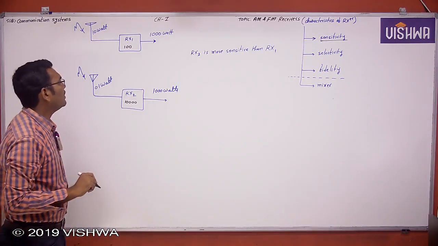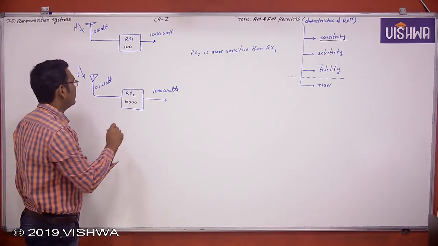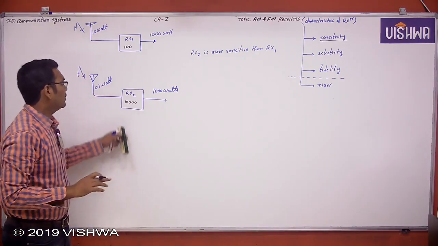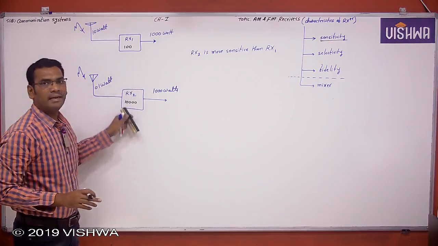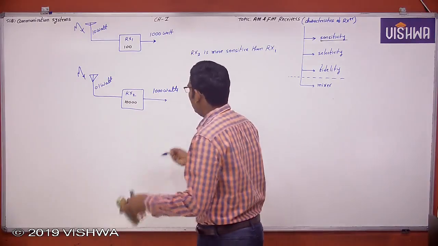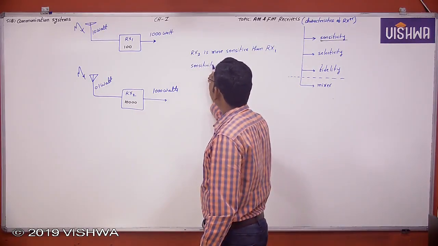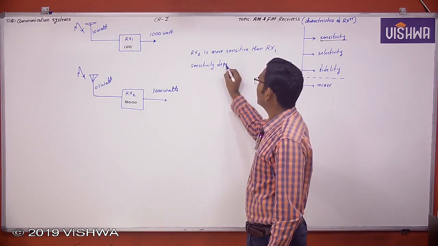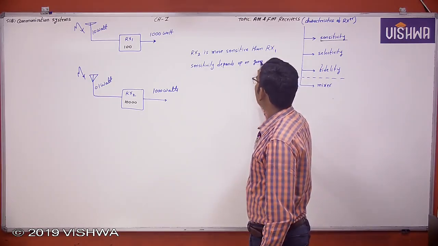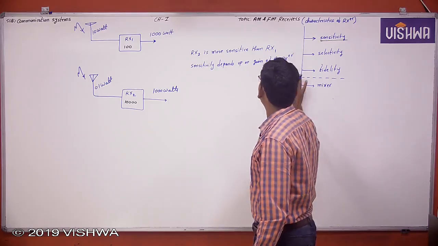What is the meaning of that? The meaning of that is, now see here, the sensitivity completely depends upon the gain of the receiver. Okay, what is the meaning of that? So sensitivity depends upon the gain of the receiver.